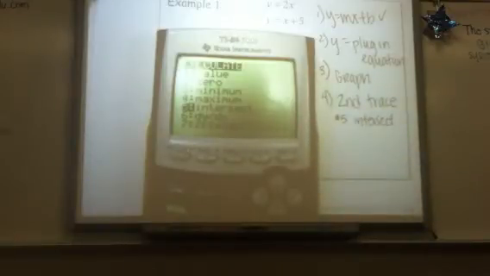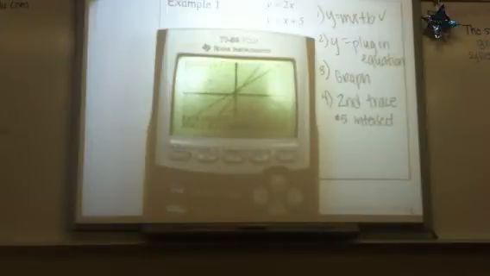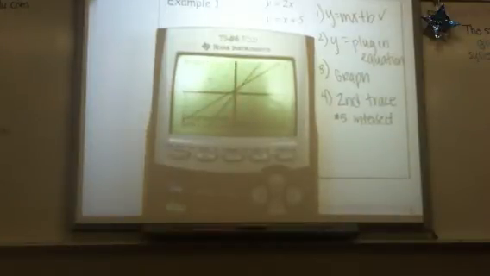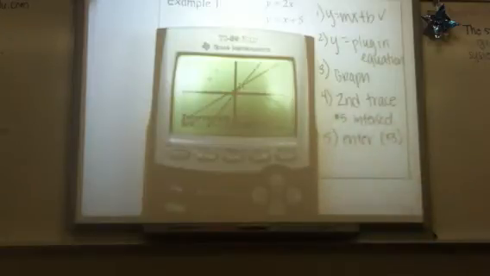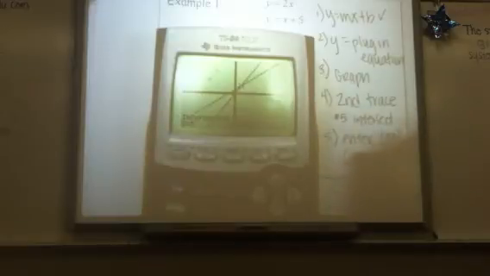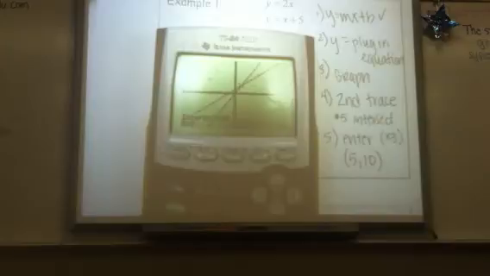Wait, how'd you get that? Right here. Go second, trace, go down to intersect, and then click enter, and it tells us my intersection is at 5, 10. Click enter 3 times, and then our solution is 5, 10, which is what we found while we were hand graphing it.